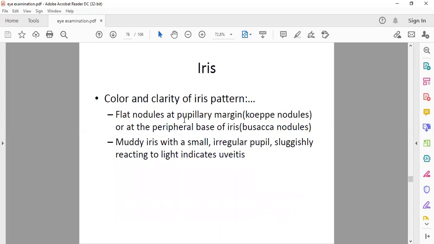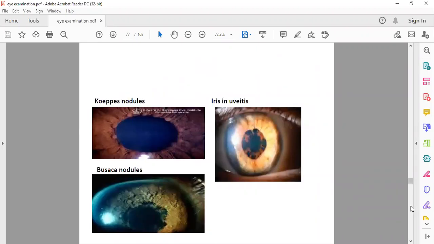And in case of uveitis, you can see that there are flat nodules at the pupillary margin, and these are called Koeppe's nodules, or at the periphery of iris, they are called Busacca's nodules. So these are the types of nodules that are seen in iris. You can see very clearly here at the pupillary margin, these are called Koeppe's nodules, and they are seen in uveitis. And these are slightly in the periphery of the iris, so they are called Busacca nodules.